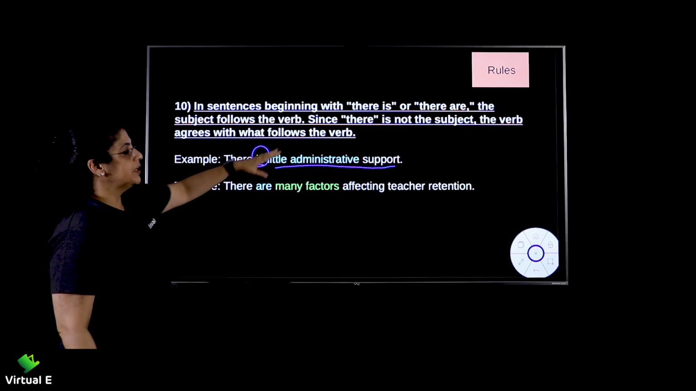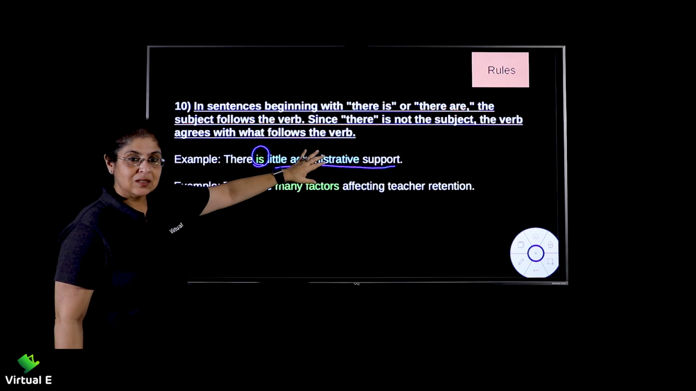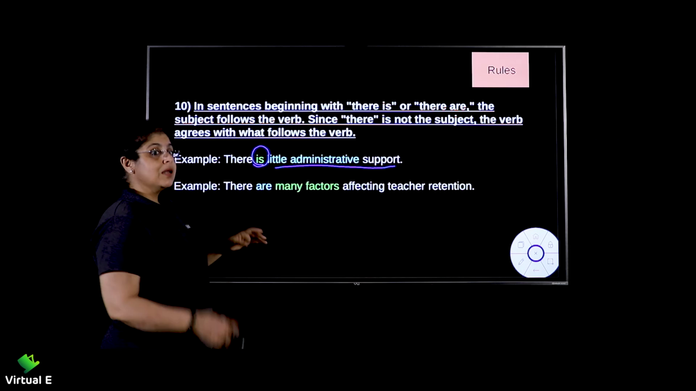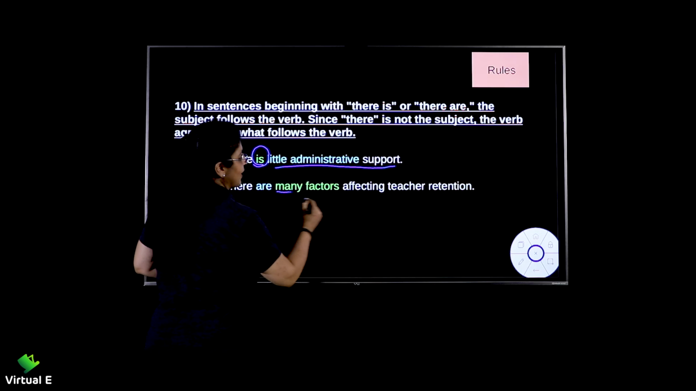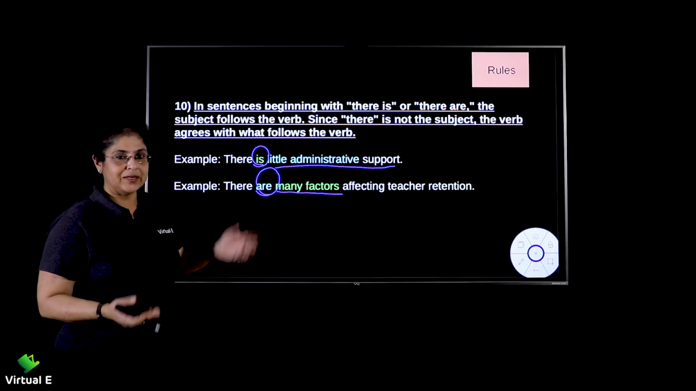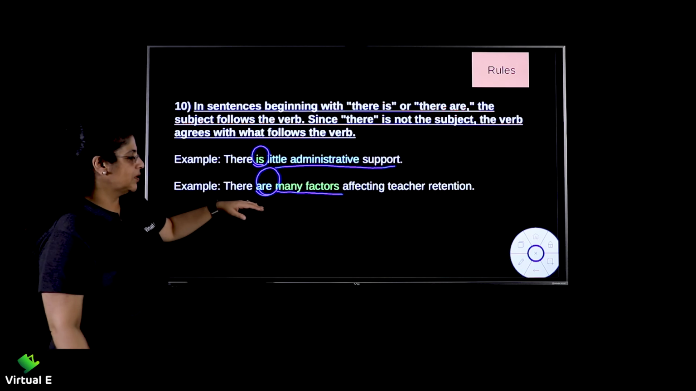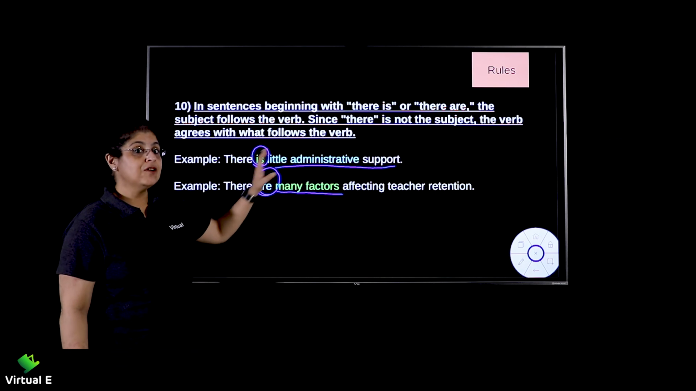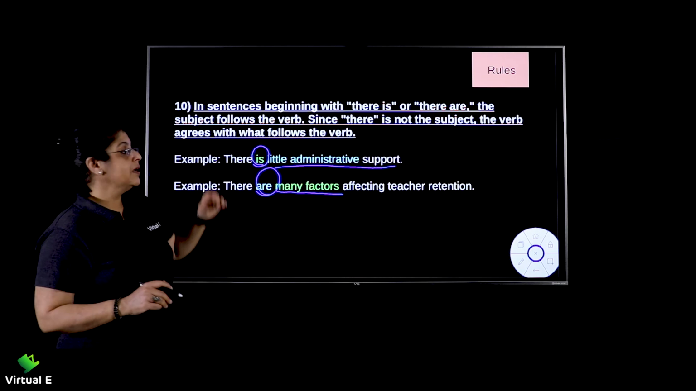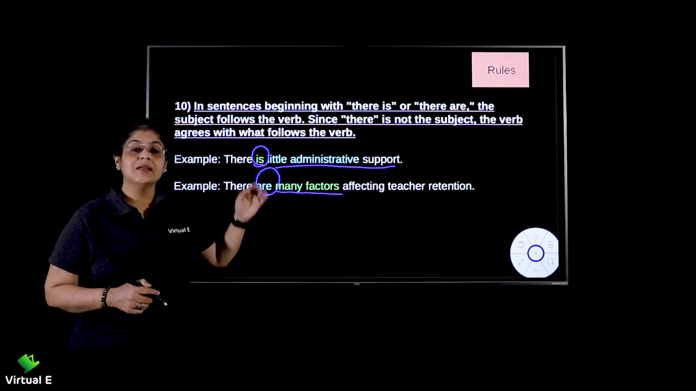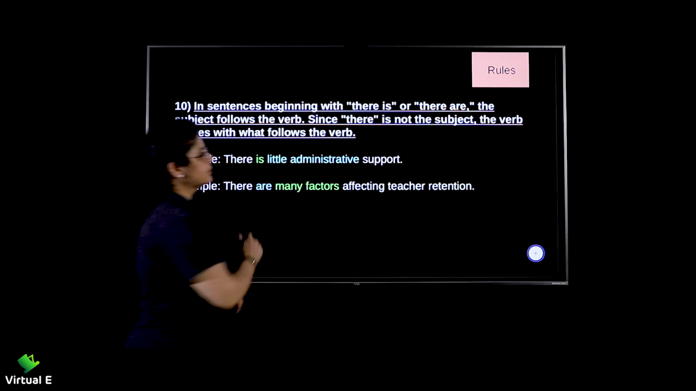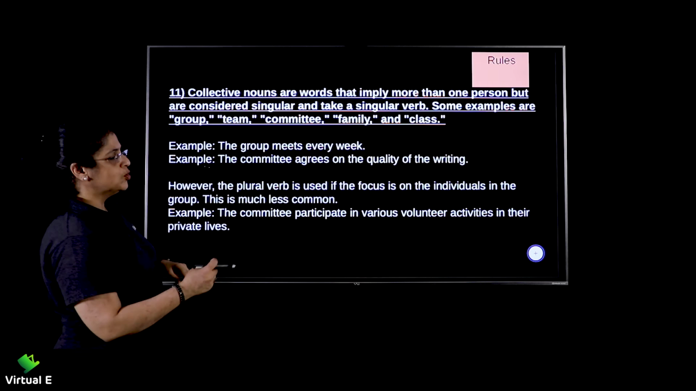What is following the verb? The administrative support. So this is singular, obviously is also singular. Likewise, there are many factors. Now you see many factors is in the plural. So are is also plural. We know is and are, right? Is is singular, are is plural. Very well versed with it. So because whatever follows the verb, the verb agrees to that, when your sentences are beginning with there is or there are, right? Let's go further. We are just coming to the end, so don't lose patience.